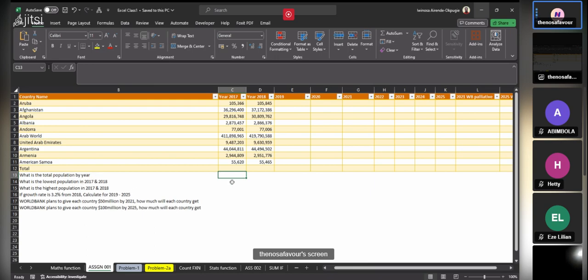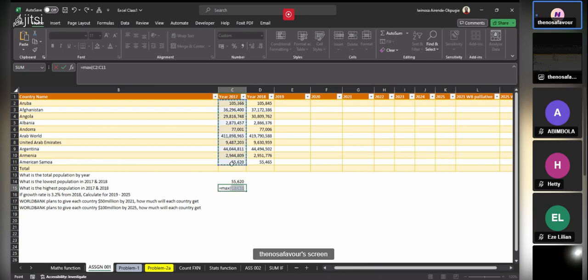And then for the lowest population, I had already taught us that to get the lowest value in a particular range, you would use equals MIN, bracket open, and then you select the range, and then you get the figure. For max, it's going to be equals MAX. So for those of us who had issues, please kindly take note of your corrections. MAX is for the highest population and MIN is for the lowest population.